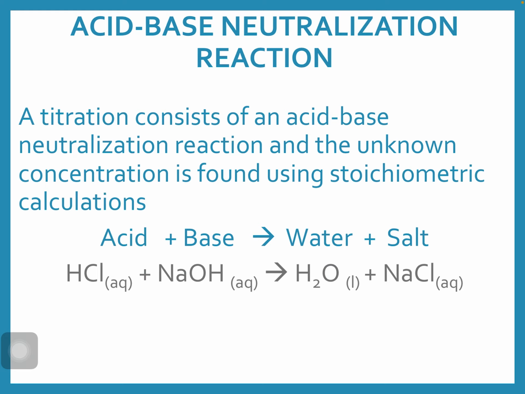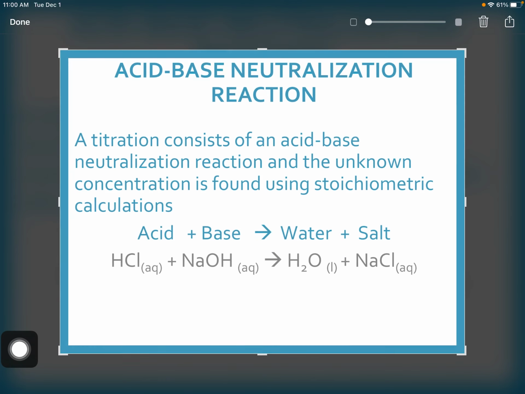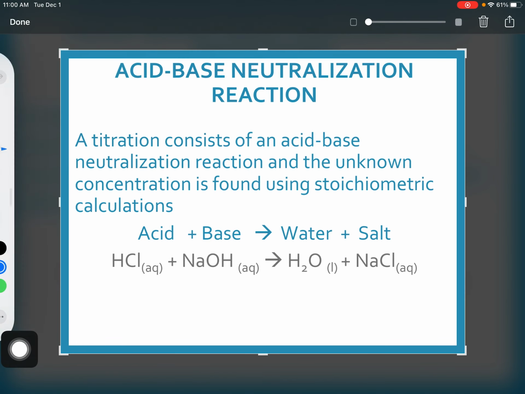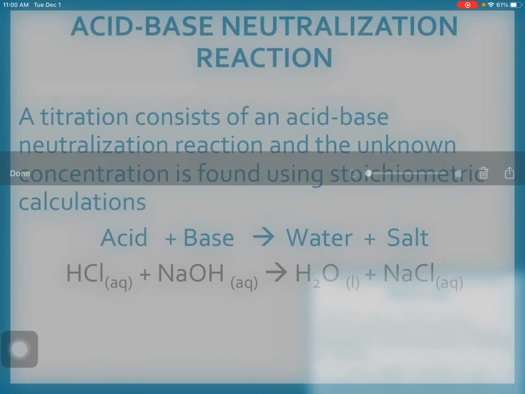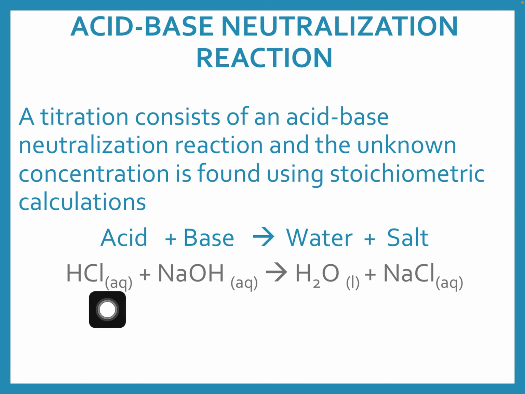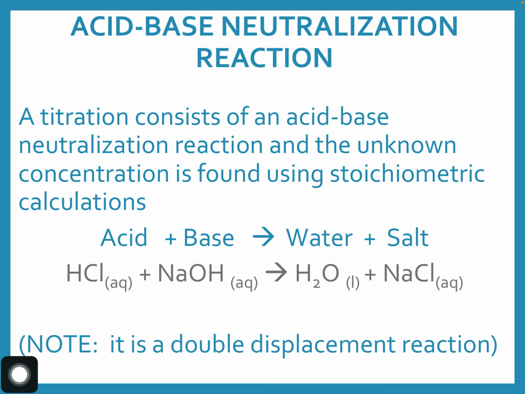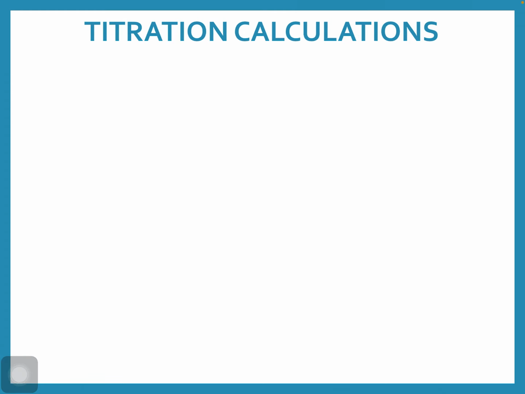So in this situation, I have a strong acid and a strong base. We had talked about in our last lesson strong acids and strong bases, and I need them in a 1-to-1 ratio here. So remember, neutralization reactions are one of our examples of double displacement reactions.